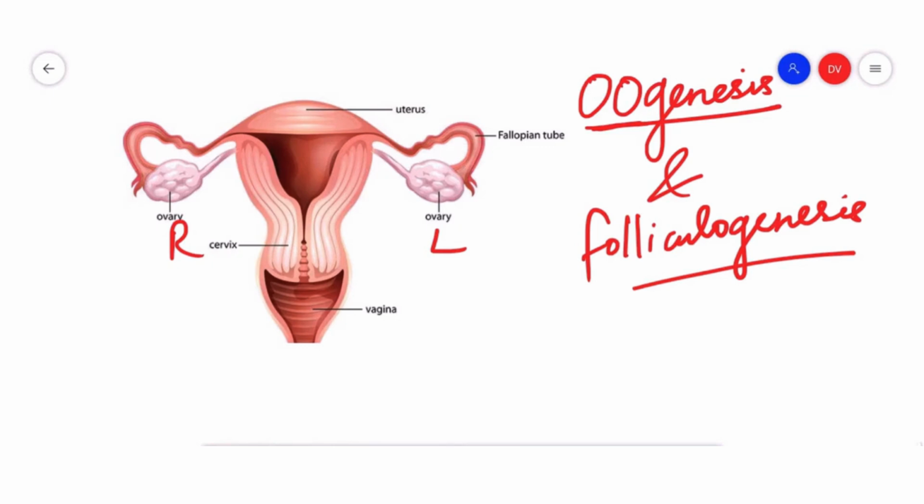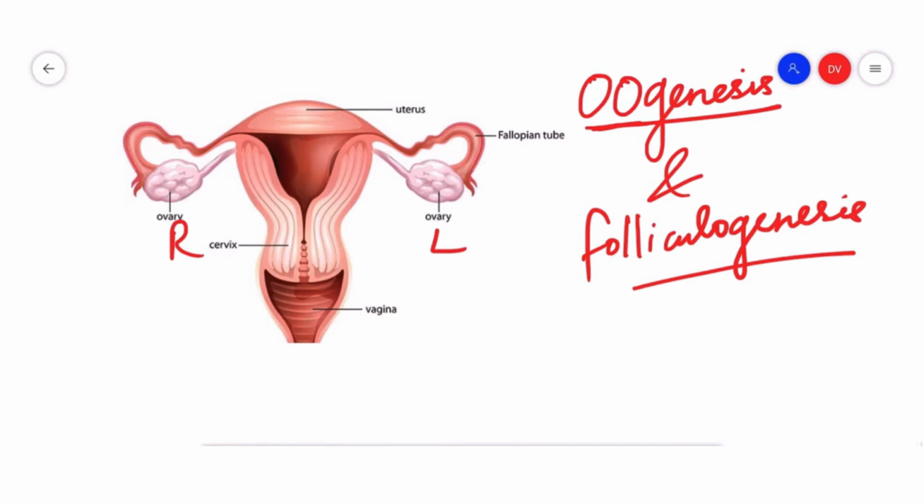For that it needs some nutrients and some protection. So who is doing that? There are certain supportive cells called follicular cells. How are they forming in the ovaries? Knowing about the formation of the follicles is known as folliculogenesis. Now you know what oogenesis and folliculogenesis are. Oogenesis is the formation of the egg cell. Folliculogenesis is the formation of the follicle.